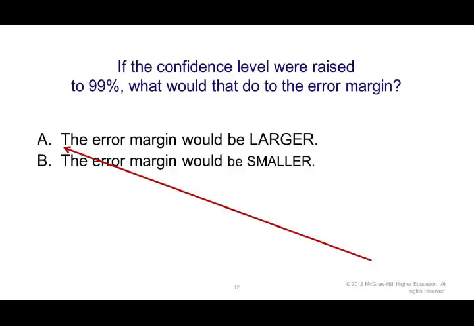And when we increase our confidence level, what happens to our margin of error? Well, the margin of error becomes either larger or smaller. And what did we notice from the prior slide? When they increased their confidence level, their margin of error became larger.